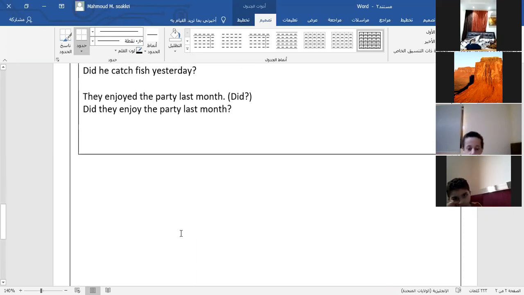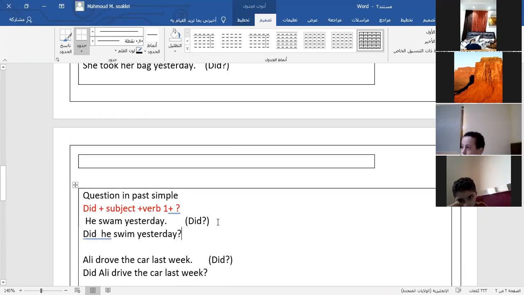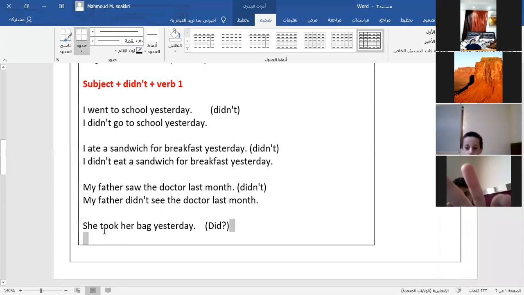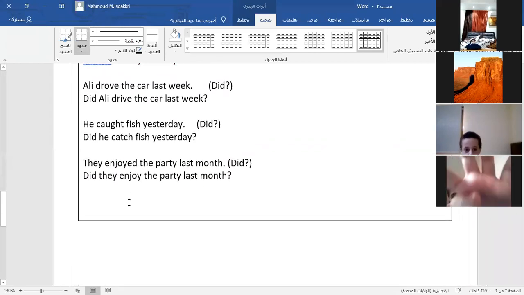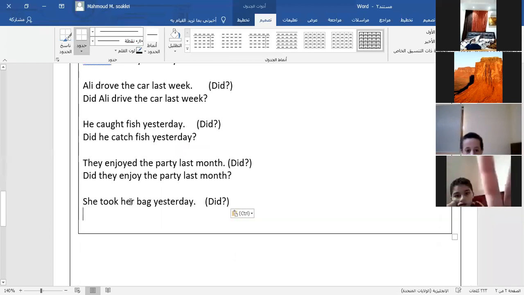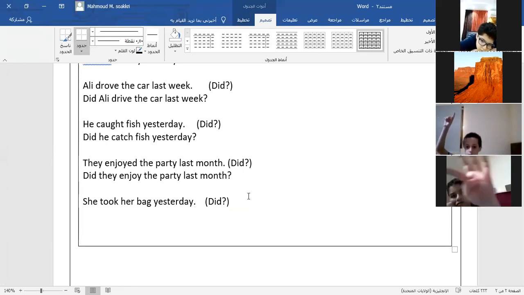Now your sentence. Here is your sentence. Let me write it here. Now we want to make a question here. She took her bag yesterday. Yes, Mazen. We start with what? Look at the example.